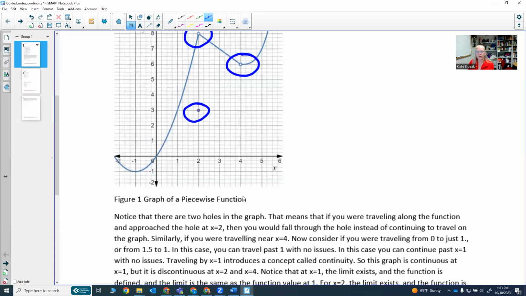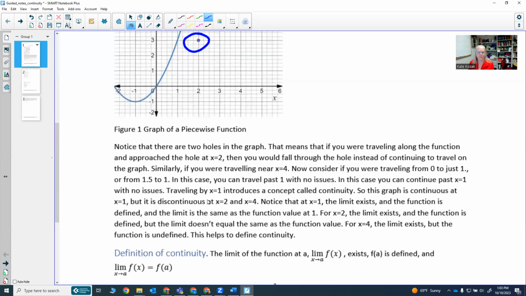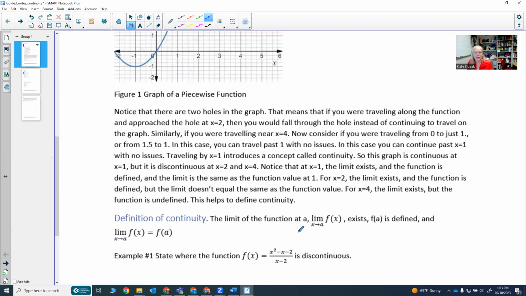For x equals 4, the limit exists, but the function is undefined. This helps to define continuity. The limit of a function at a, limit as x goes to a of f of x exists, f of a is defined, and the limit as x goes to a of f of x equals f of a is the definition of continuity.